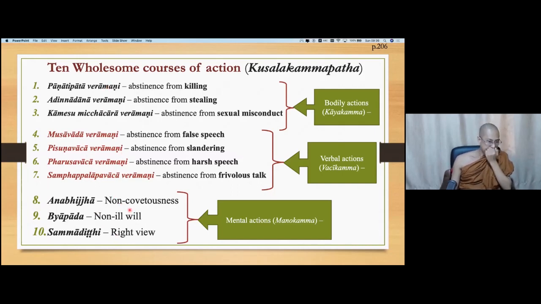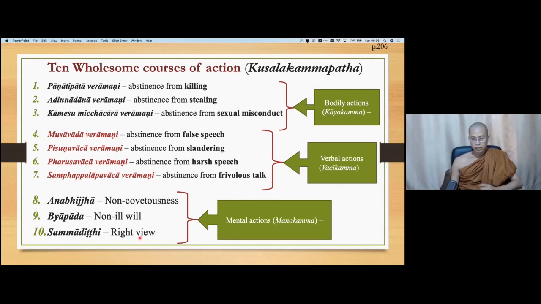Now we can understand that these last 3, non-covetousness, non-evil, and right view, represent the 3 wholesome roots. We have understood that the wholesome roots are non-greed, non-hatred, and non-delusion. They are the same as the 3 wholesome courses of mental action: Anabhijjhā, Abyāpāda, and Sammā Diṭṭhi. So non-covetousness is non-greed, and non-evil is non-hatred.